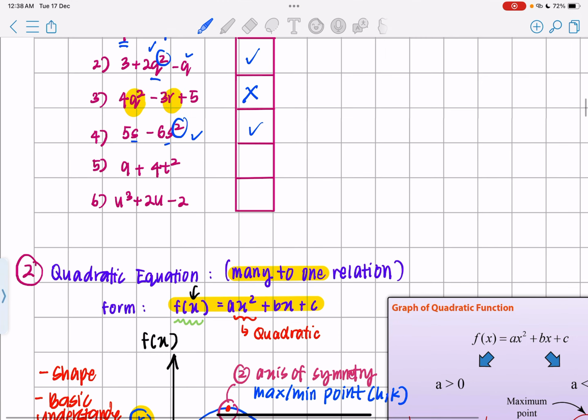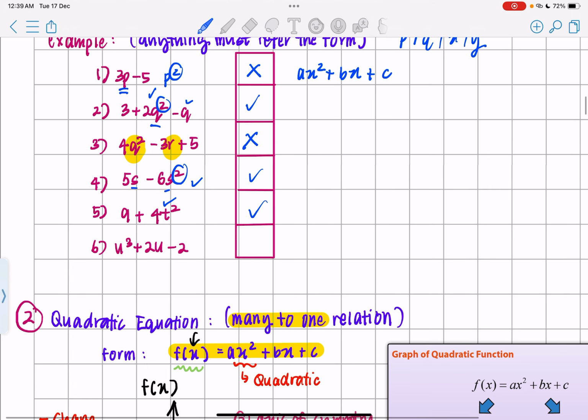Okay, and then number 5. Okay, 4U squared. Nice one. Highest power is 2, and then I think it's correct. Okay, only one variable. U, number 6. U3 plus 2U minus 2. So, I'm sorry, it's not U3, it's U cube. Yeah. So, the highest power is 3. So, basically, it's wrong. Okay.